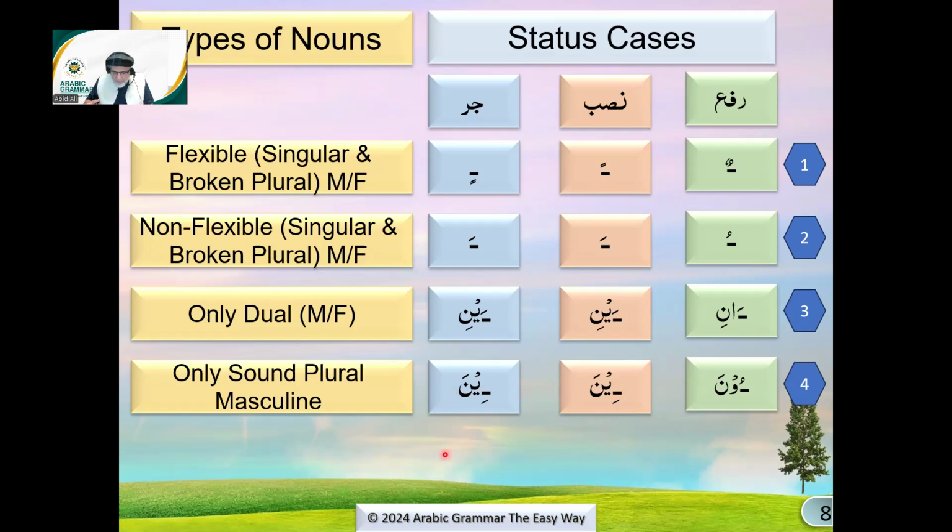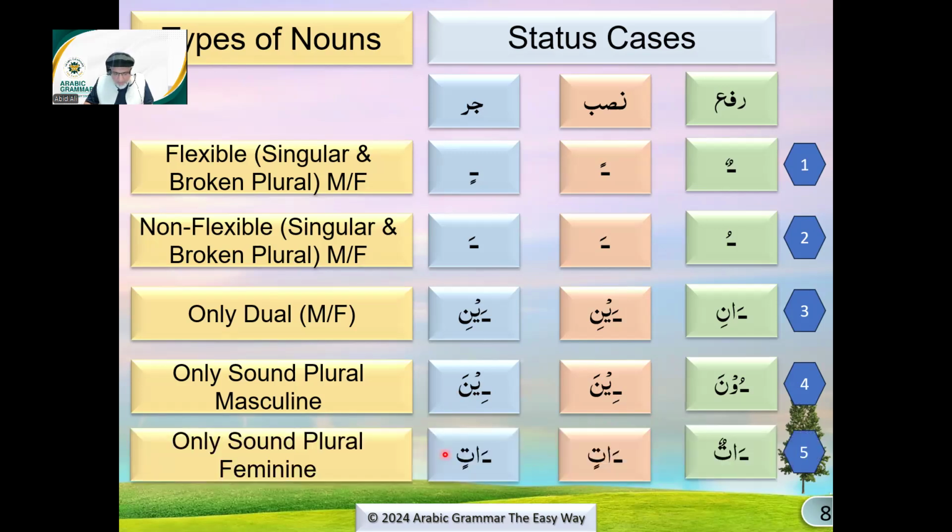But I wanted to give you this picture so that you understand what's going on. In the sound plural feminine, we have atun as the Rafa sound and atin as the Nasab and Jar sound.